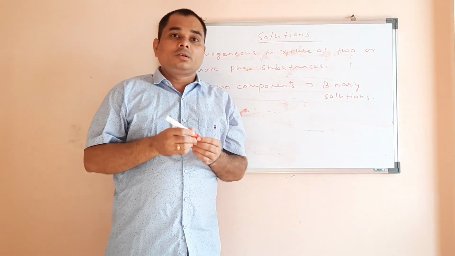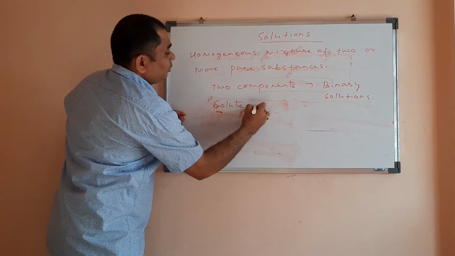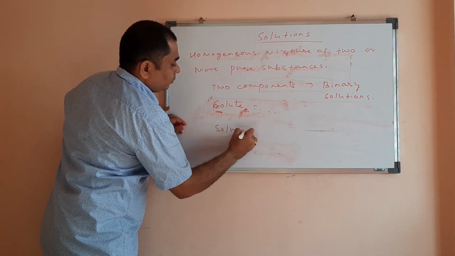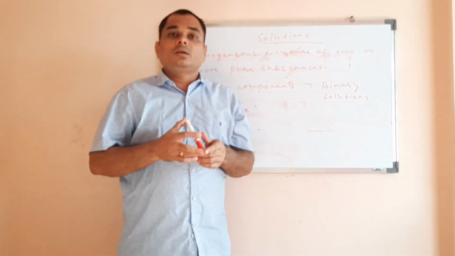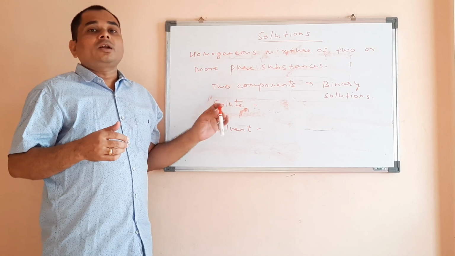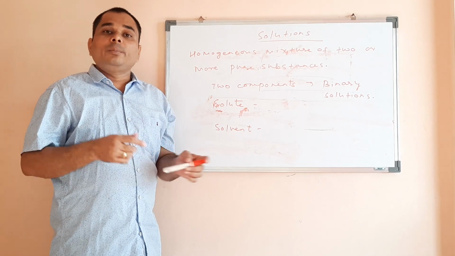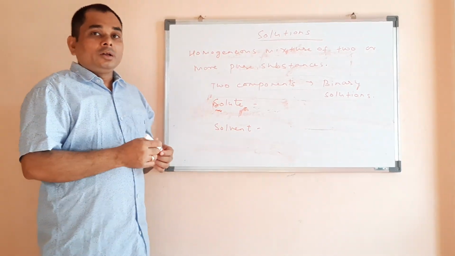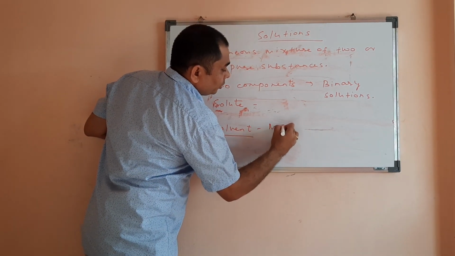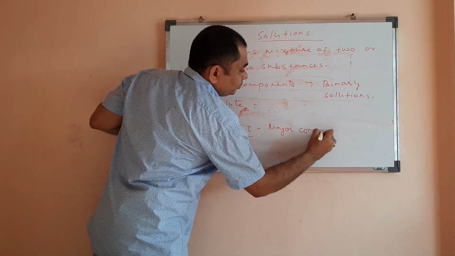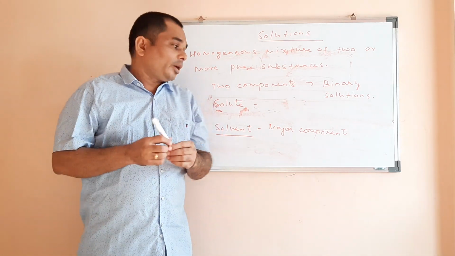Now these 2 components we name as solute and solvent. Out of the 2 components, one component will be a major component. Therefore, the state of the solution will be same as the state of that component. That component is called solvent. So solvent is a major component of the solution. Therefore, the state of the solution will be same as that of the solvent.